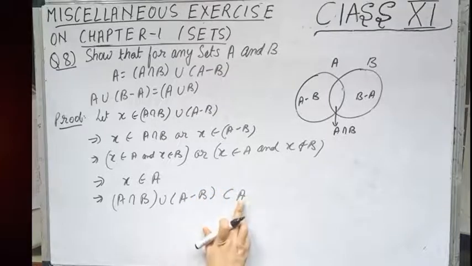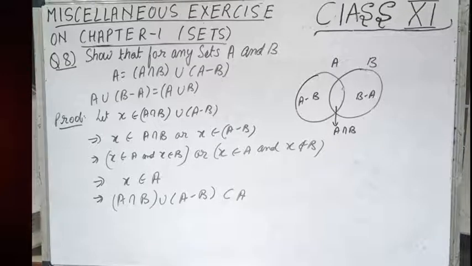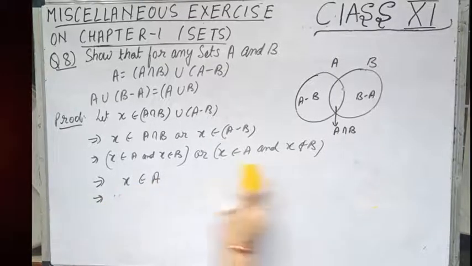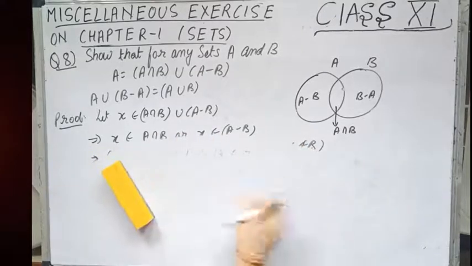Now conversely, let us suppose an arbitrary element in A. Make that equation number 1.